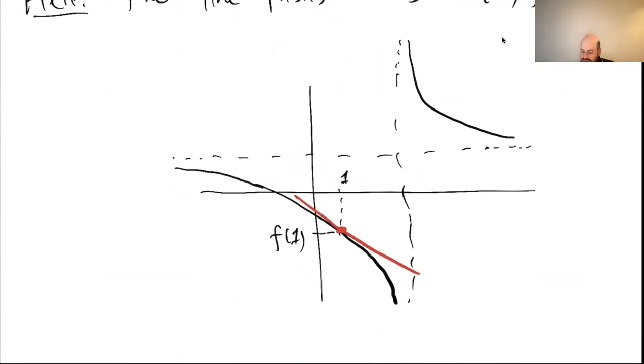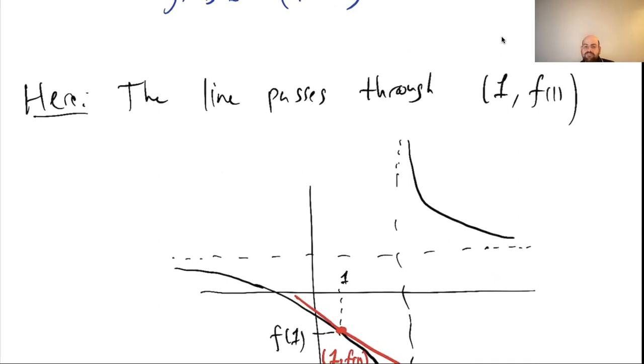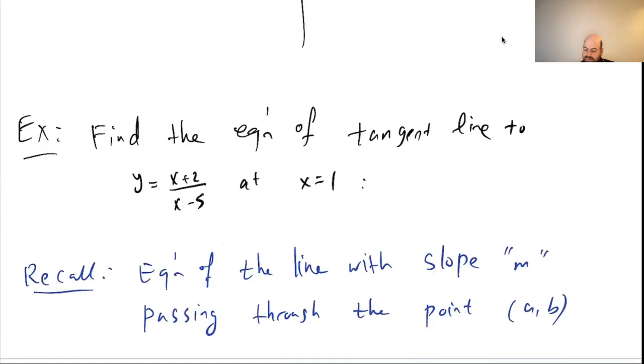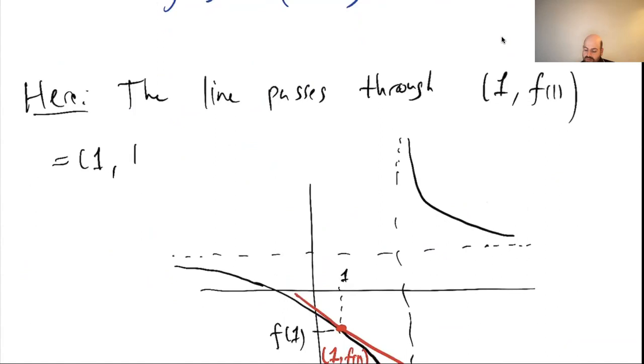So see, the tangent line passes through the point 1 and f of 1. How much is that going to be? If we do the calculation, so this is 1, and f of 1 means replace x with 1 in the equation. So then I'll get 1 plus 2 over 1 minus 5. And then this is 1 and minus 3 over 4.